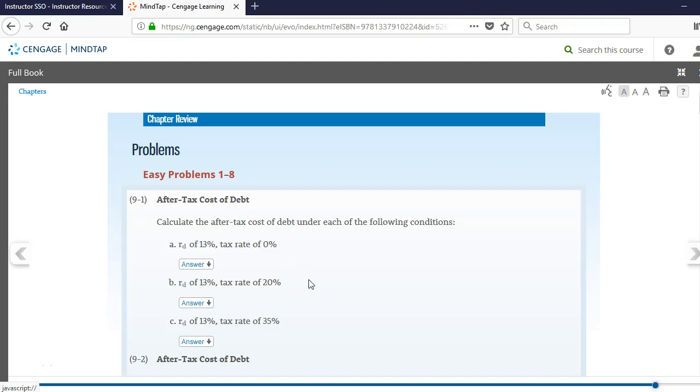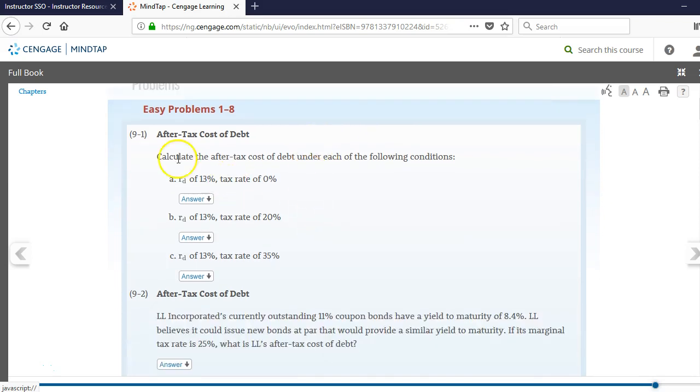Let's take a look at some problems for Chapter 9. I just have our ebook open, and I want to go over some of the problems here. So look at question 9-1, the after-tax cost of debt.